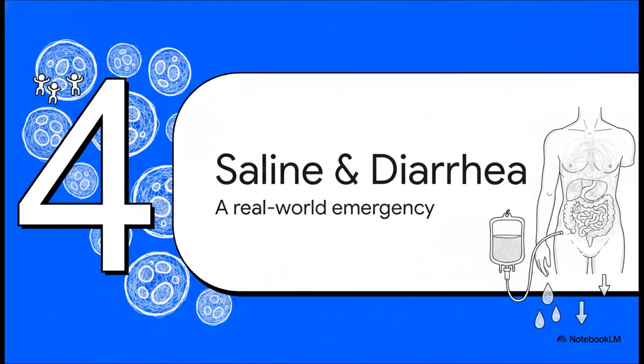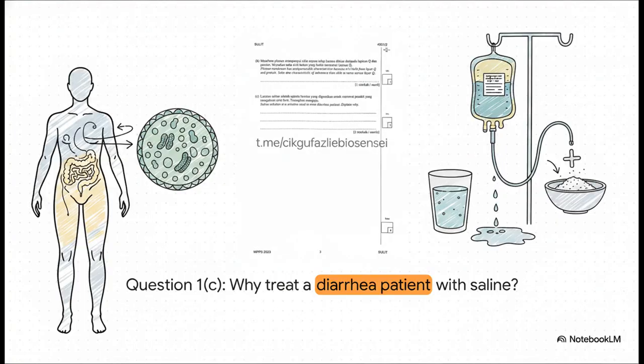All right, shifting gears to Section 4, saline solutions and diarrhea. So now we're zooming out from those microscopic bouncers to the whole human body. And this perfectly illustrates the real-world stakes in Question 1C. The exam asks literally, saline solution is a solution used to treat a diarrhea patient. Explain why. This right here is exactly where biology stops being just a drawing on a page and becomes a vital tool for human survival.